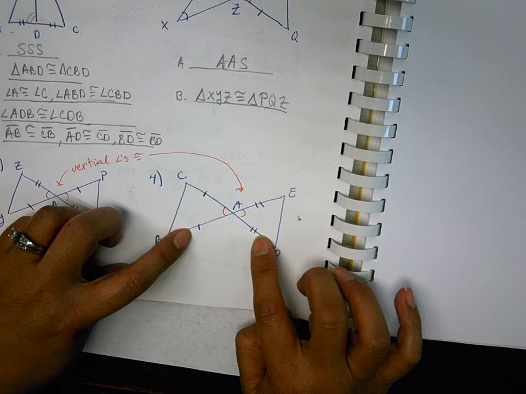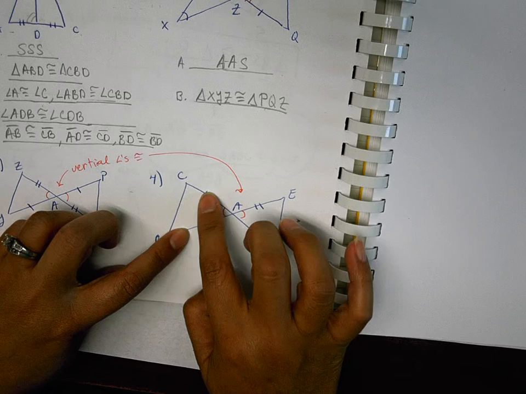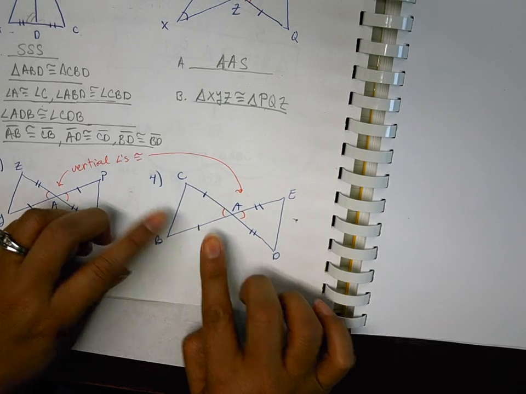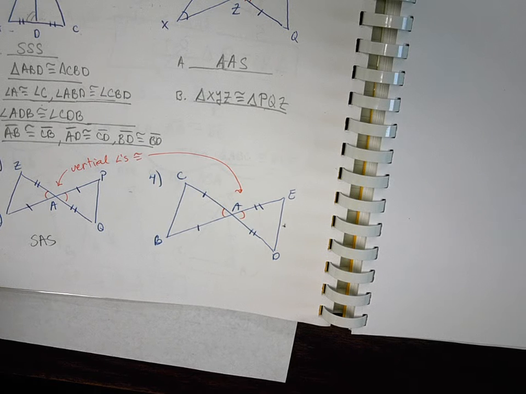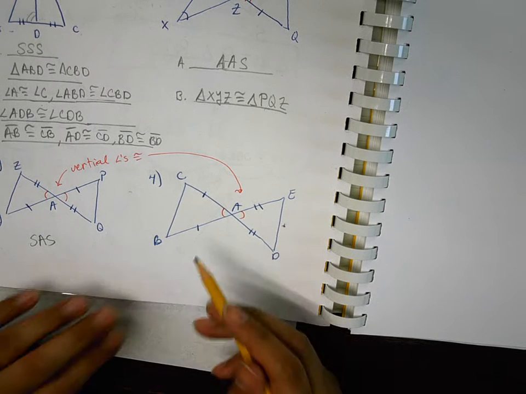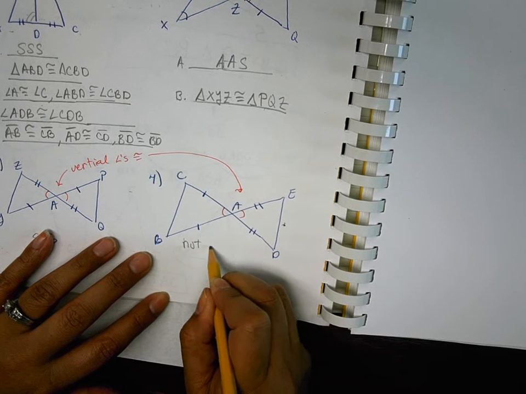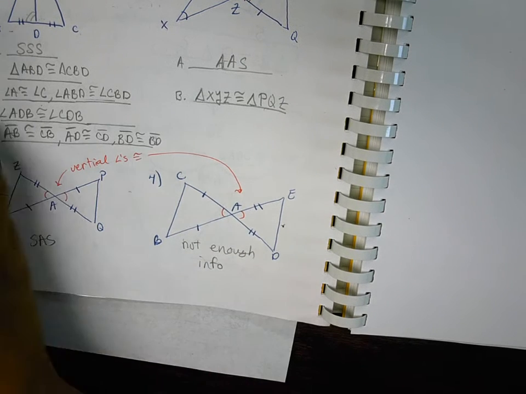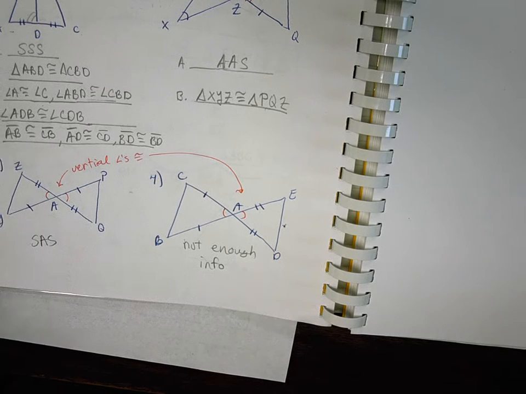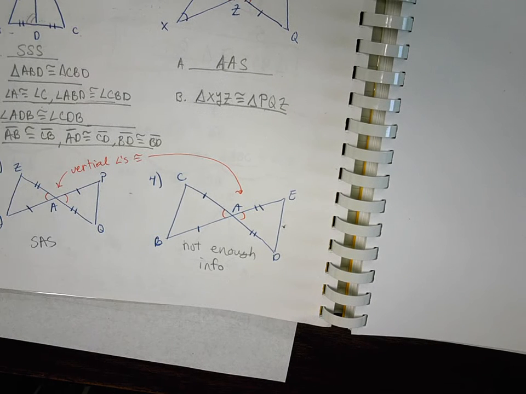Is that the case here? No. They're congruent, but to itself in the same triangle. So that's an isosceles triangle, and that's an isosceles triangle. Does that help me, even if they share one angle? No. So what do we put? Not enough info. All right. Are we good? Okay. I'm going to move on to proofs.